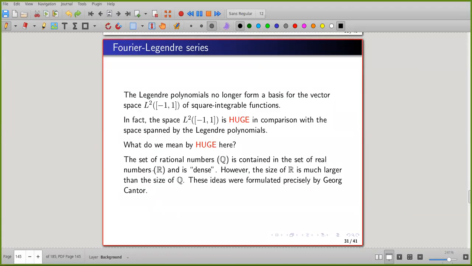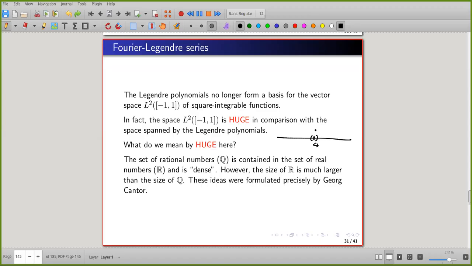I will end with this slide. I will only give a very heuristic answer to this. The set of rational numbers is contained in the set of real numbers and is dense. Dense means I have my real line, and if I take any real number and any neighborhood, no matter how small, then I can find a rational number inside that neighborhood. Now to make sense of small, I need a norm on the real line.